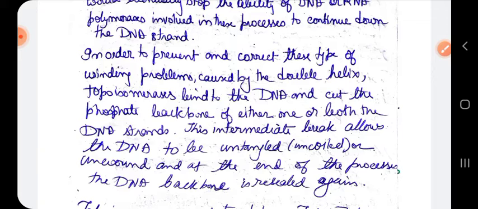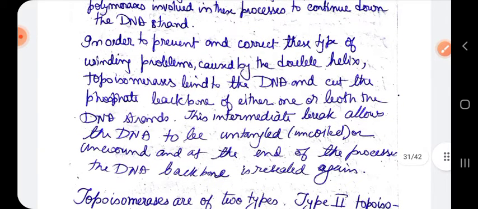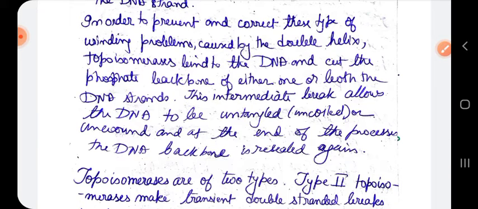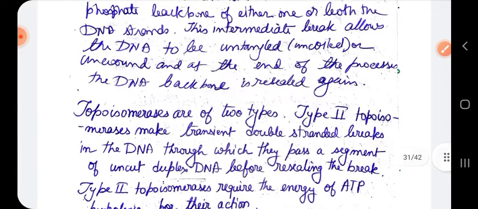And due to cutting of these DNA strands, it allows the DNA to uncoil, to untangle, so that the supercoiling may be relaxed into its normal coiling form. And at the end of the process, the DNA backbone is resealed again by the same topoisomerase enzyme. Now, topoisomerases depend on what type of break is occurring. It is creating a break in one of the strands or both of the strands.